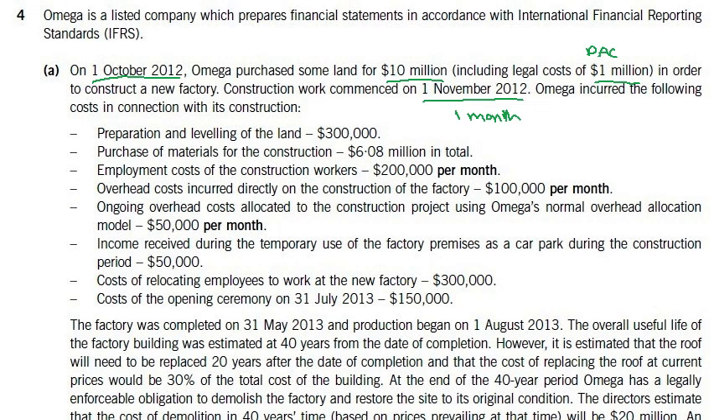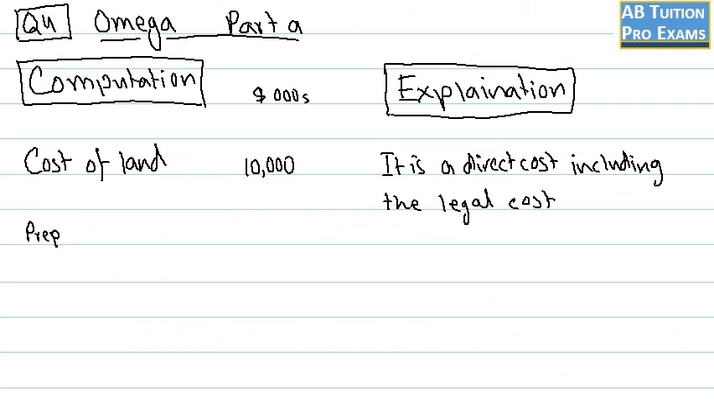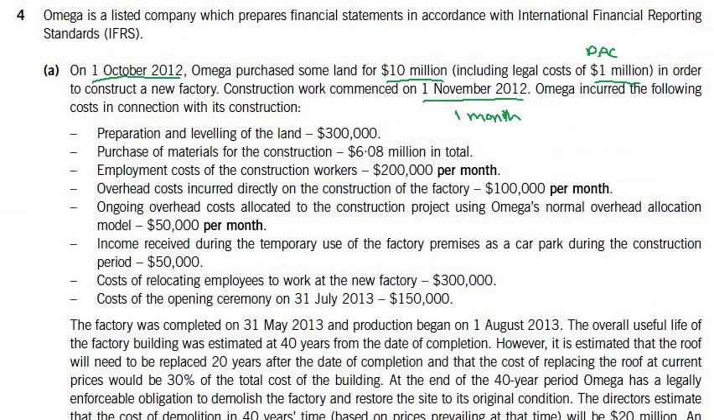Omega incurred the following costs in connection with its construction, preparation and leveling of the land, and leveling, it is 300,000. Explanation, it is a direct cost. Purchase of material for construction, 6.08 million in total. Direct cost, we need to include it.